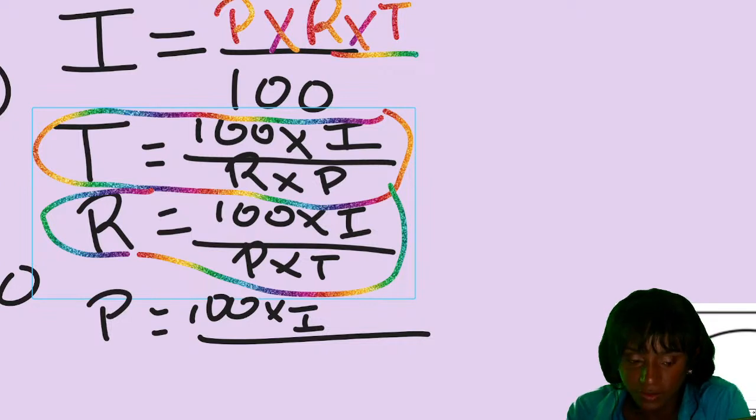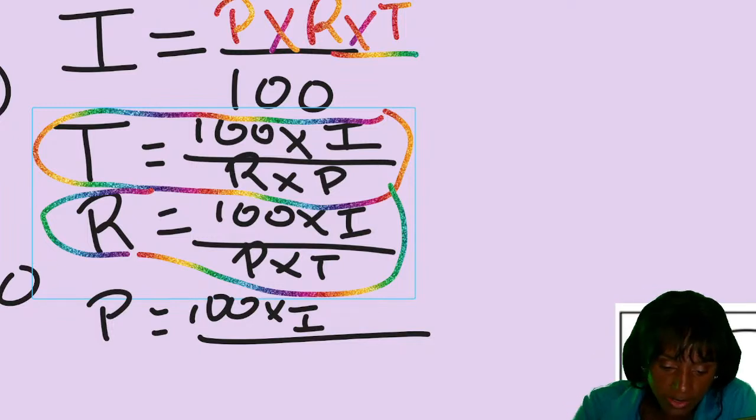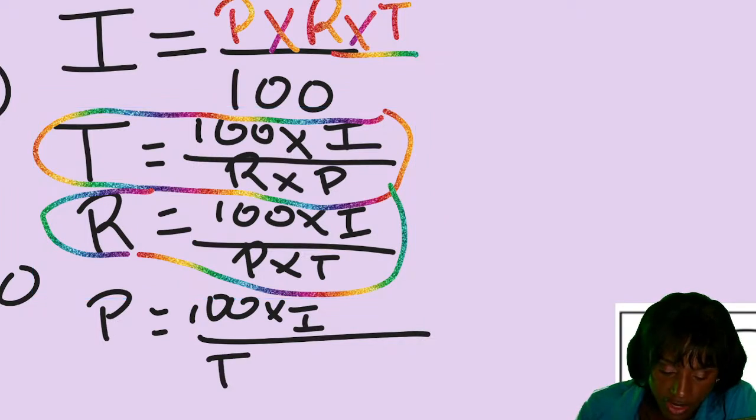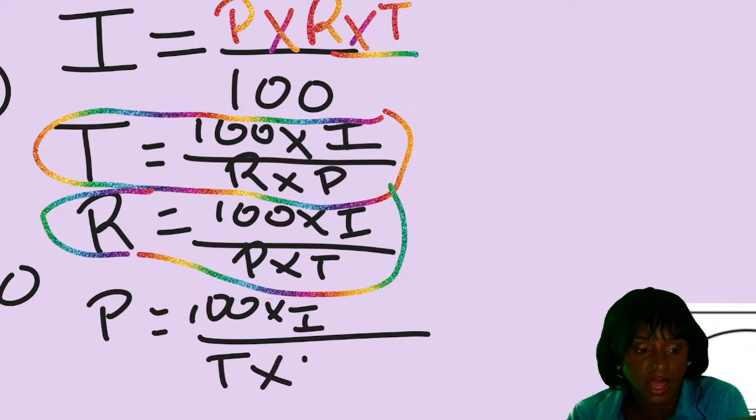What are we missing for the denominator? We are missing time, yes, and we are also missing rate. Excellent, Karani. Time times rate.